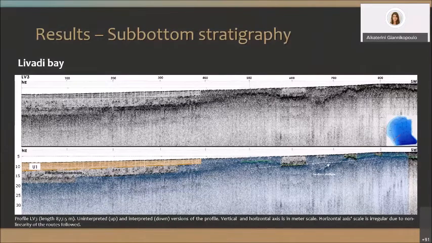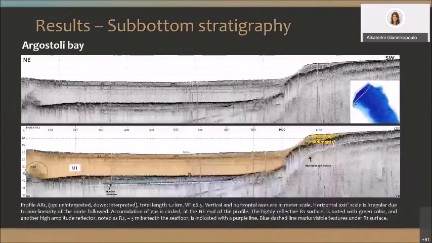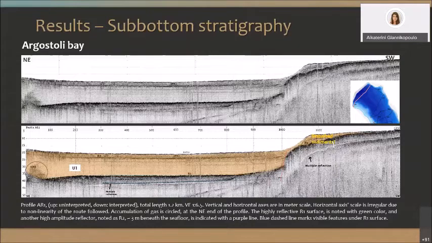In all of the profiles for Argostoli Bay, the major surface identified, surface R1, also corresponds to the acoustic basement of the data. Additionally, a main depositional sequence, U1, is identified. This is the profile AR1. The internal reflectors of the U1 sequence are of medium to low amplitude. They diverge towards the northeast. They continue being parallel to the southwestern side and terminate laterally as they overlap onto the R1 southwestern slope.